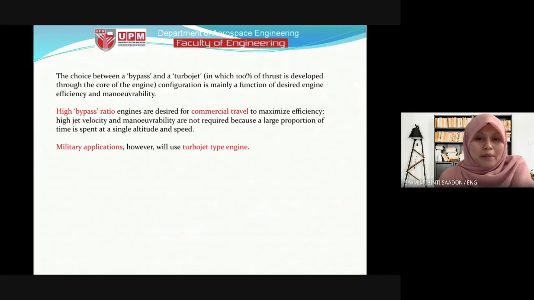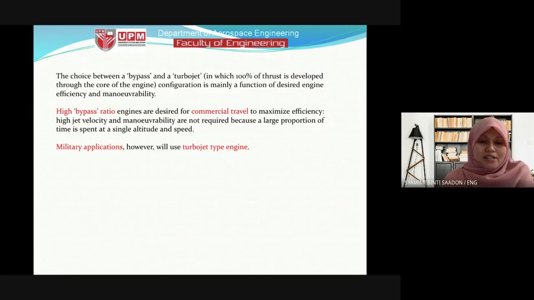Okay, so the choice between a bypass and a turbojet. High bypass ratio engines are designed for commercial travel, to maximize efficiency. Other than maximizing the thrust power, we also want to maximize the propulsive efficiency, because commercial aircraft are used more often, more commonly. So we need to maximize the efficiency. We don't want to waste fuel. We want to economize the usage of fuel, so we want to maximize the efficiency.